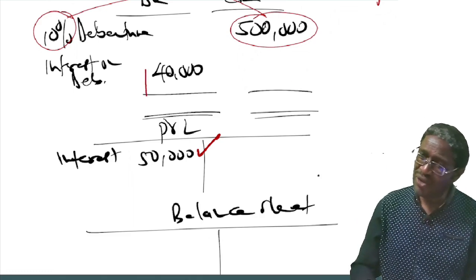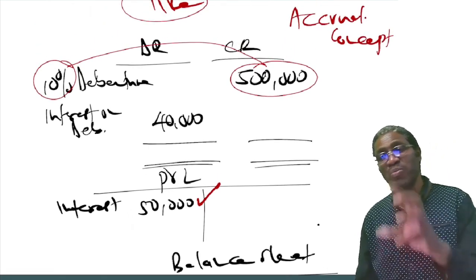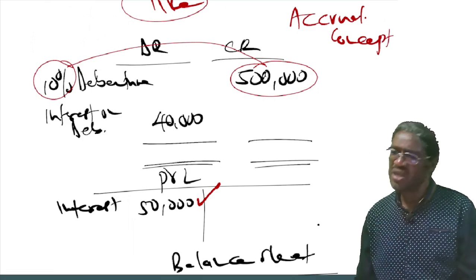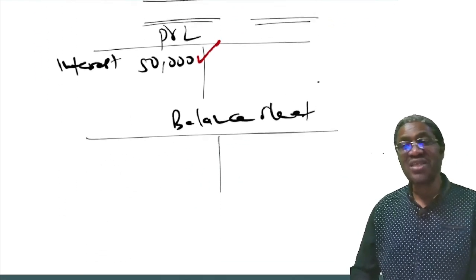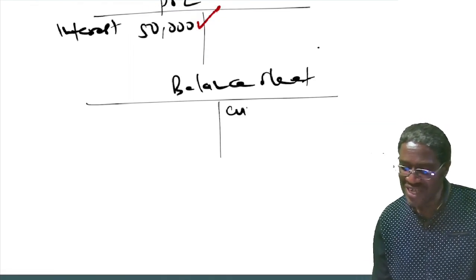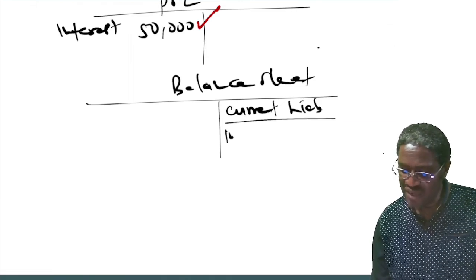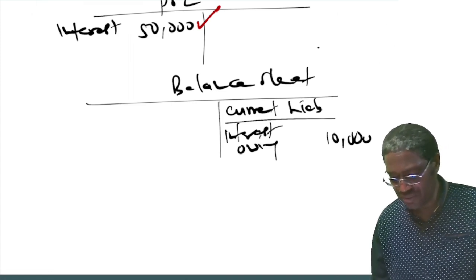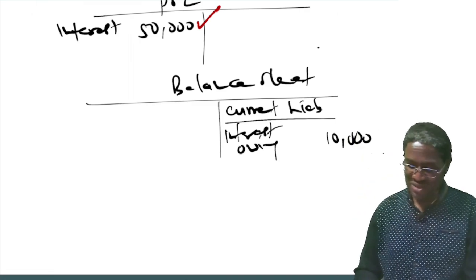It's at that time that you go back to your trial balance and you realize that according to it, you have only paid them 40 as interest on debenture. It means there is another balance of 10 which you have not paid. And it's that 10 that you will take to your balance sheet as a current liability. Among your current liabilities, you will have interest owing of 10,000. Okay? That's one scenario. Let me give you another one.